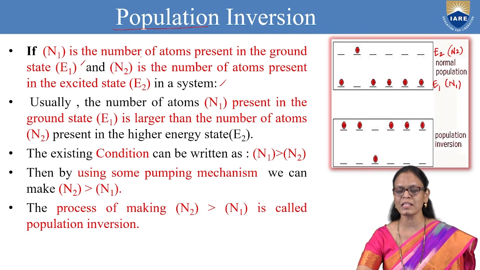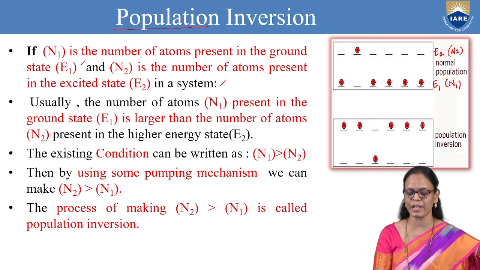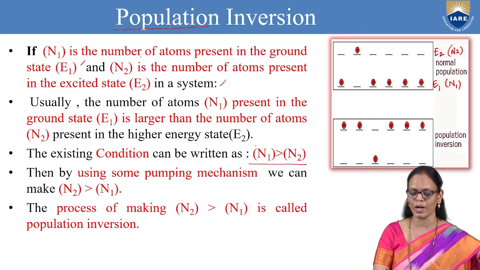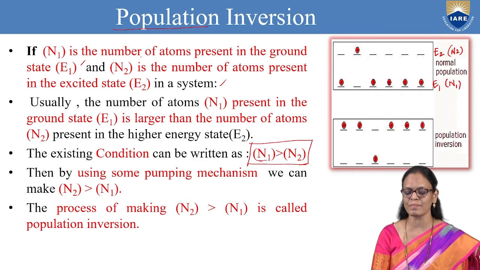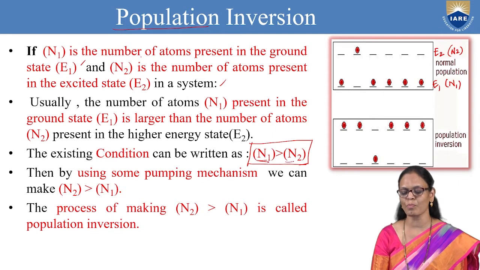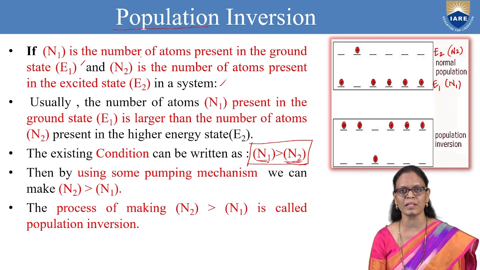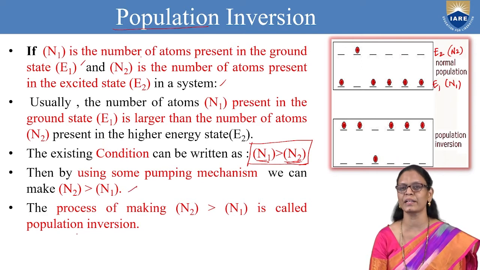Now, the existing condition, we can write as N1 greater than N2. What does N1 greater than N2 represent? The number of atoms in the ground state is more than the number of atoms in the excited state. Then, by using a pumping mechanism, we can make N2 greater than N1. So, why do we need to make N2 greater than N1? That is what we need to understand.